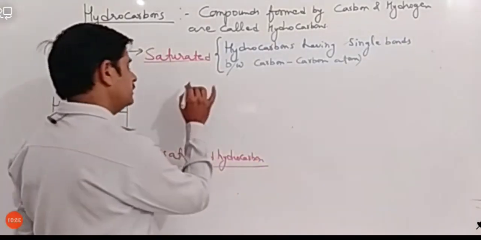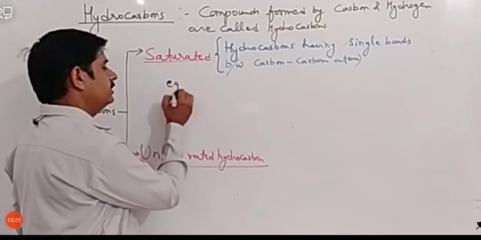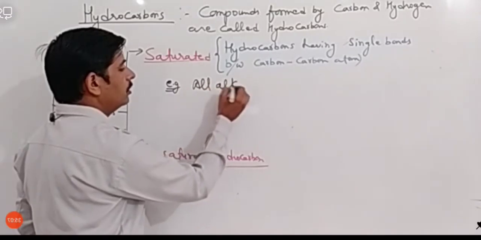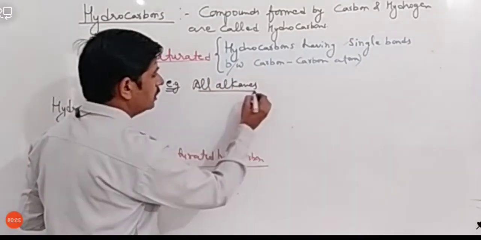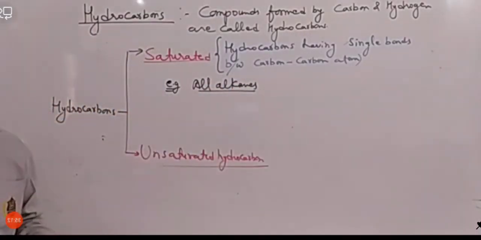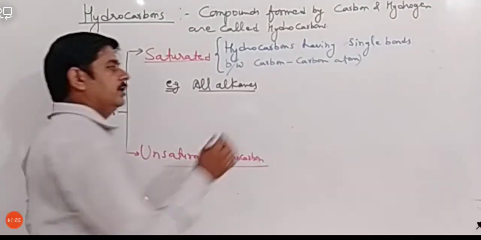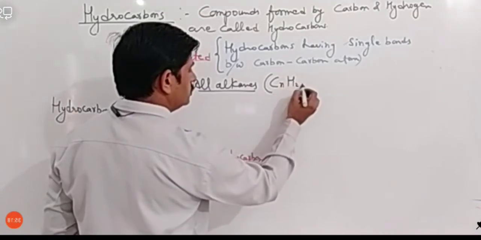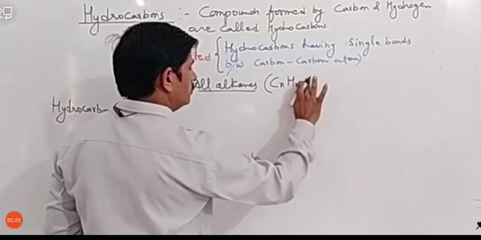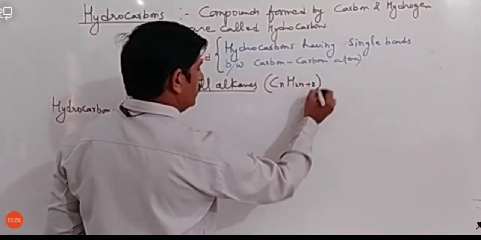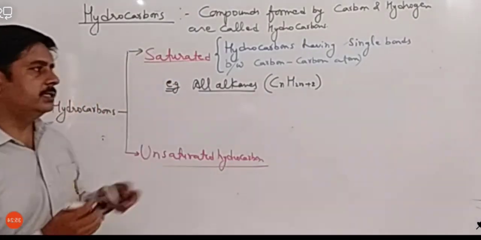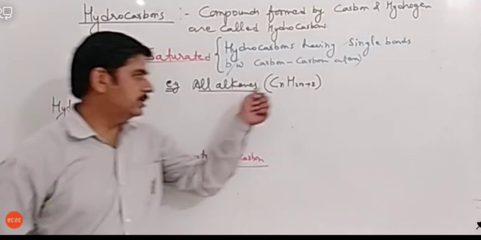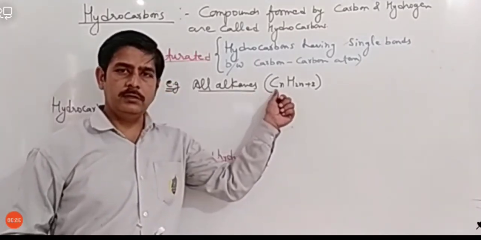We have a simple example of it: all alkanes are saturated. Now what are alkanes? Alkanes have a very simple formula, CnH2n+2. It is a simple formula showing alkanes. Actually n is the number of carbons in this formula.